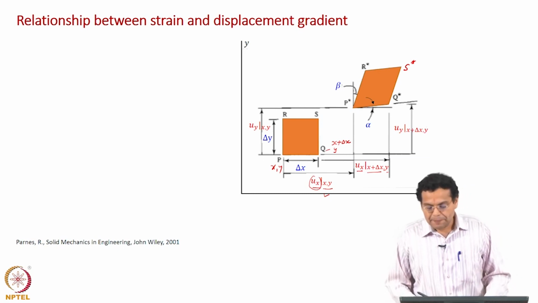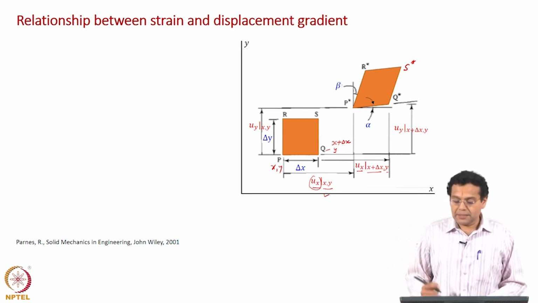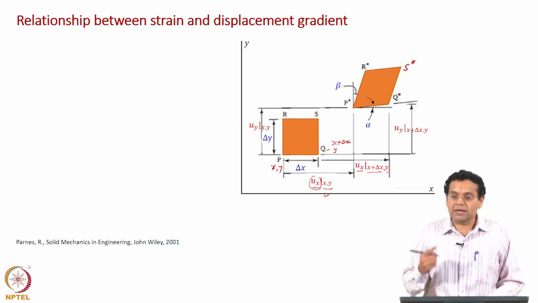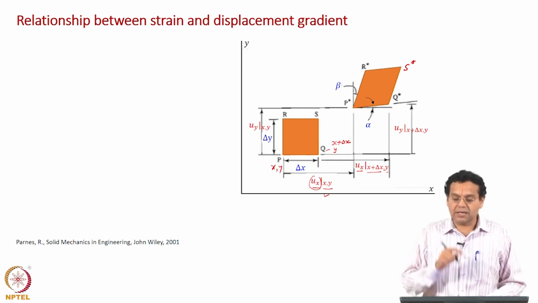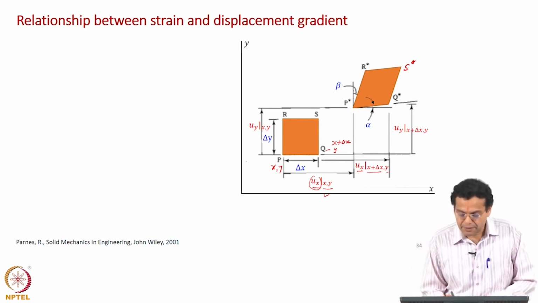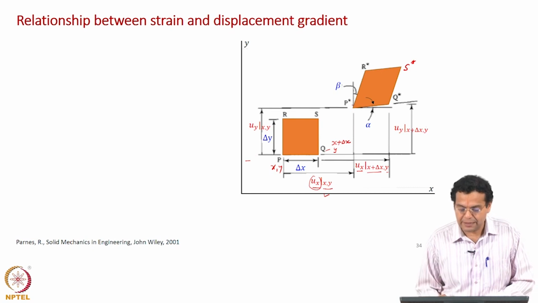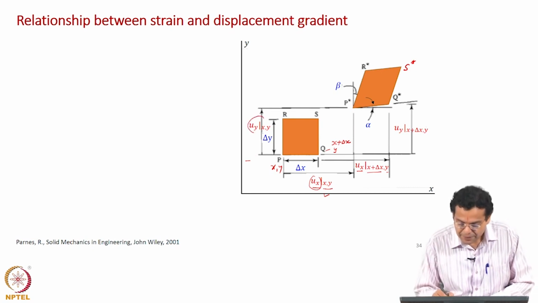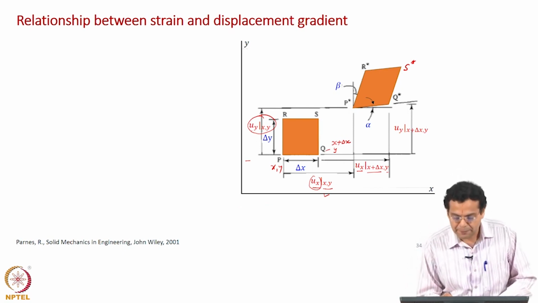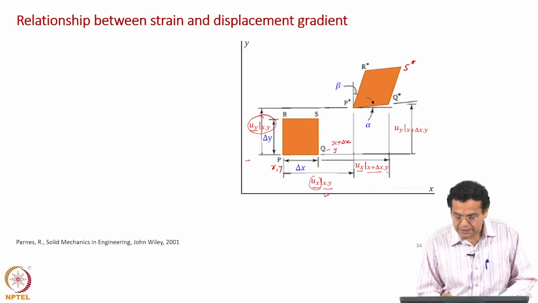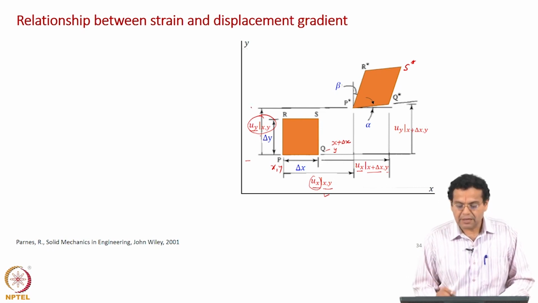Now, P star and Q star have undergone vertical displacement also. We were focusing only on the horizontal displacement. Now, let us focus on the vertical displacement. P from this location has moved to P star here, and that is what is denoted here as vertical displacement uy, once again evaluated at x comma y. So, uy is the vertical distance between P and P star, evaluated at x comma y.